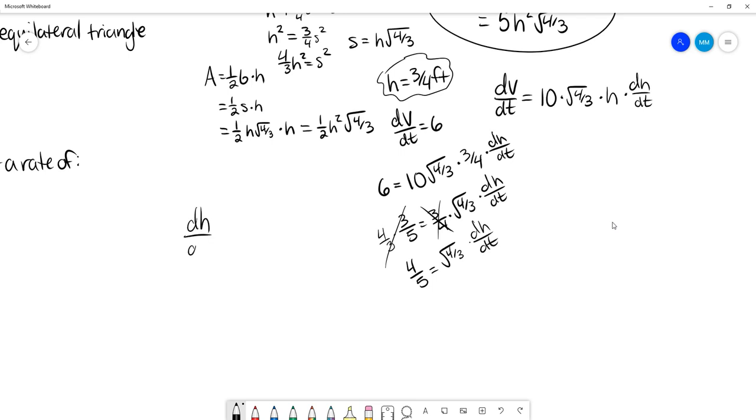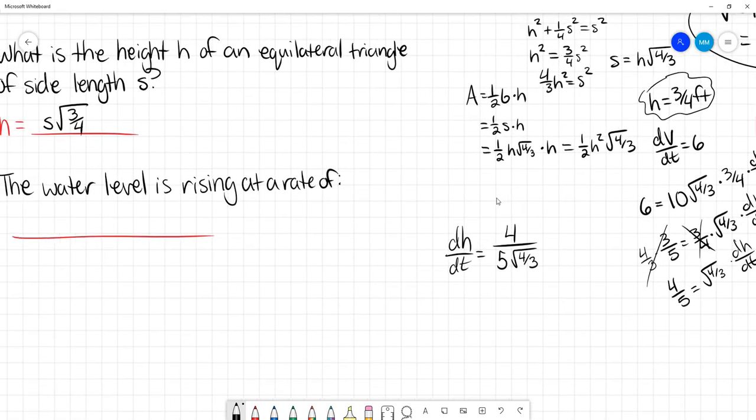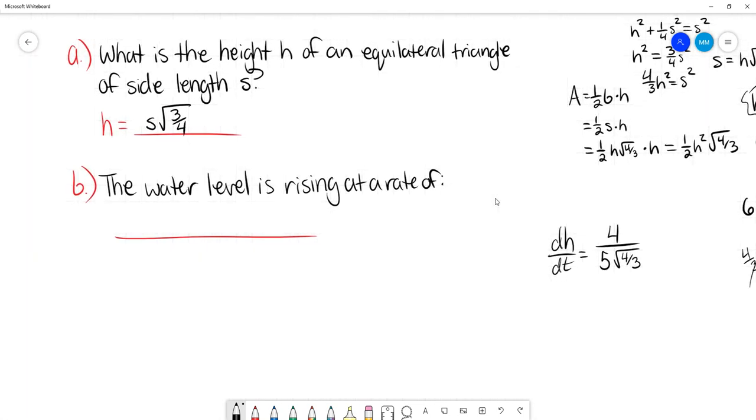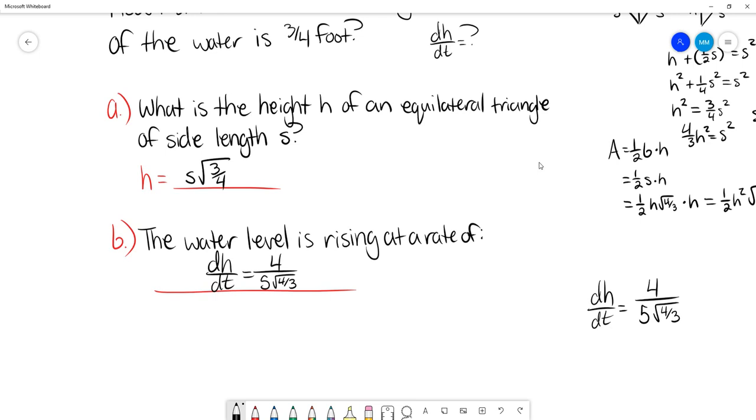which means that dh/dt is just 4 divided by 5 with this in the denominator as well, because I've got to divide by that. And that's a constant. That is the rate at which the water level is rising. So it's going to be, oops, I forgot my equal sign, dh/dt equals 4 over 5 times the square root of 4/3. And our units, again, they said feet per second. And that was our last question.